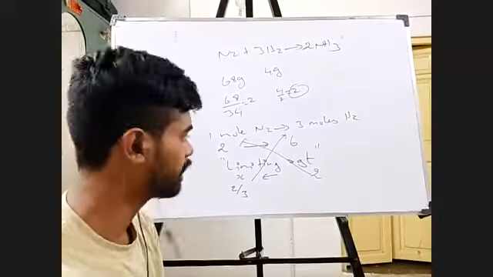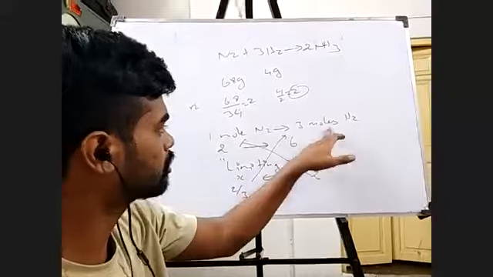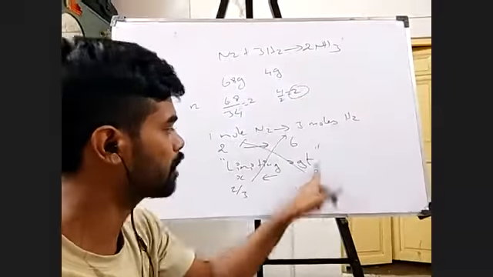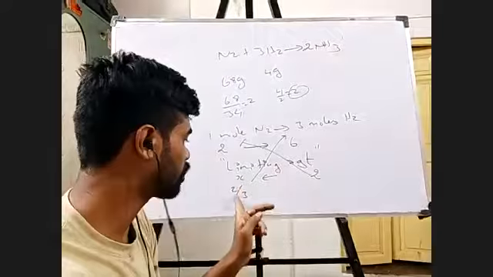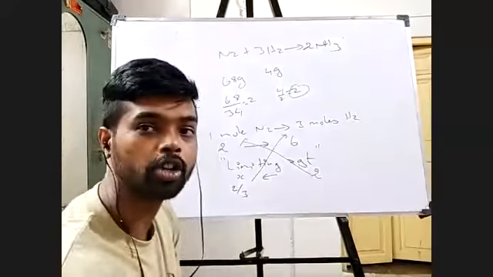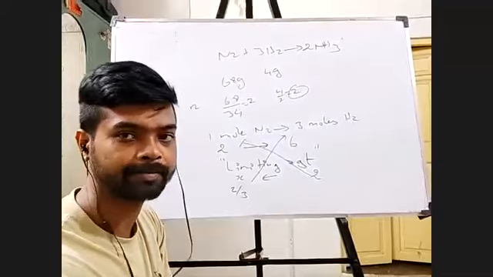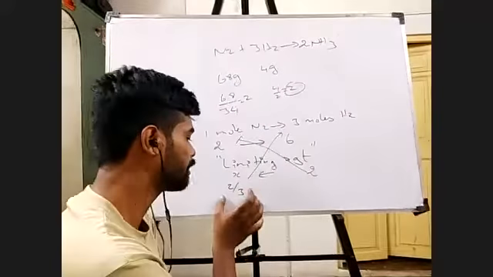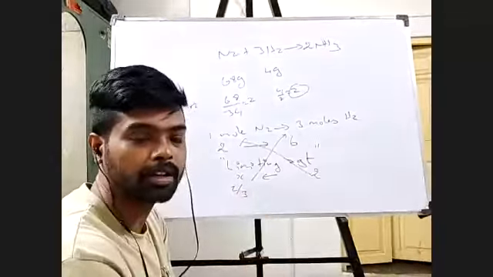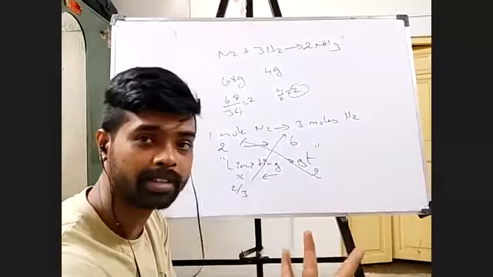Correct? Right? So for 3 moles of H2, I require 1 mole of N2. So how many moles of H2 do I have? 2 moles. But what I require is 2 by 3. But how many moles of N2 do I have? 2 moles of N2 I have. Isn't it? The requirement of N2 is only 2 by 3 moles. But I have 2 moles of N2. So this is more than what is required.